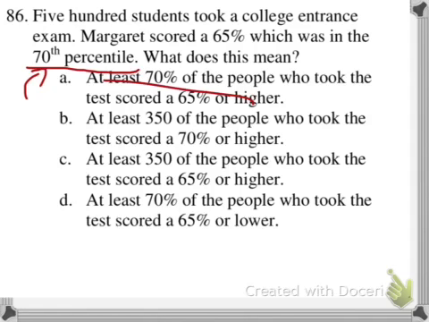The last one says at least 70% of the people who took the test scored 65% or lower. That one makes sense because Margaret's score was 65%, and this is saying that 70% of the people were lower than her score, which is what percentile means. So it has to be that one.